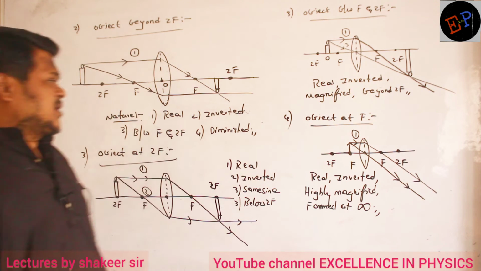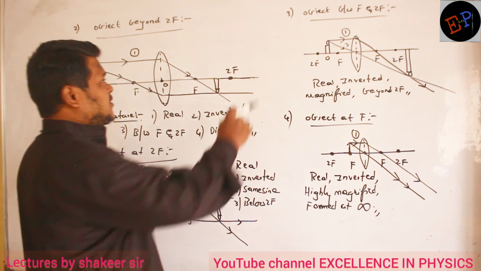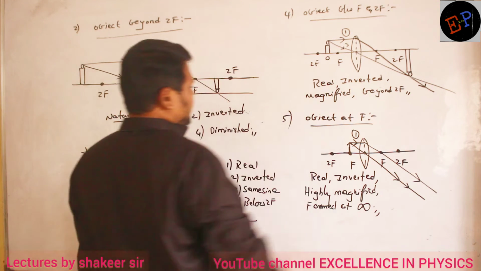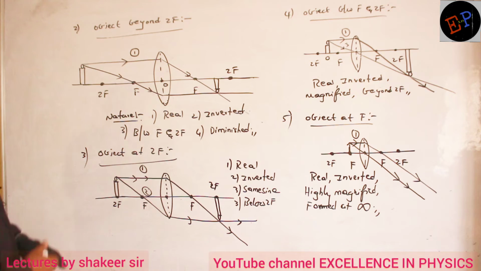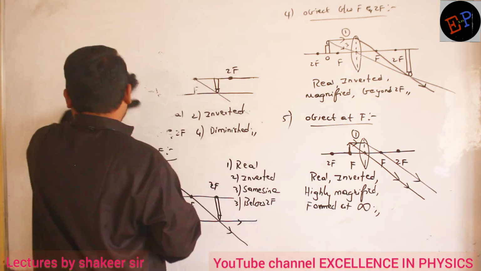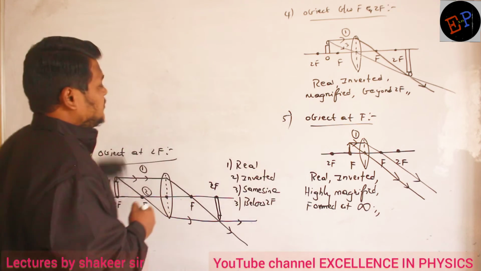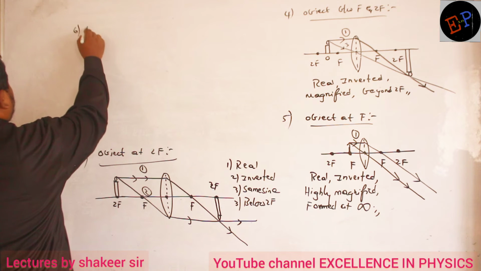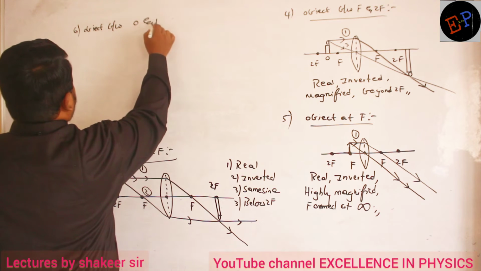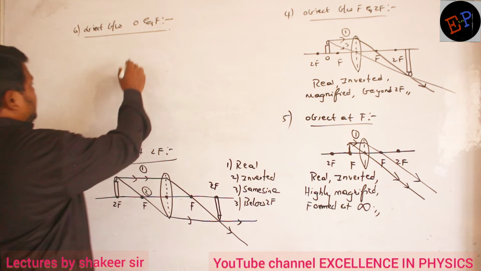Similarly, the last one also we have, no? This is the fourth one, and we are supposed to do the last one. Which is the last one? Sixth one. Object between the optical center and focus. Clear now? So therefore, again let us draw the diagram.